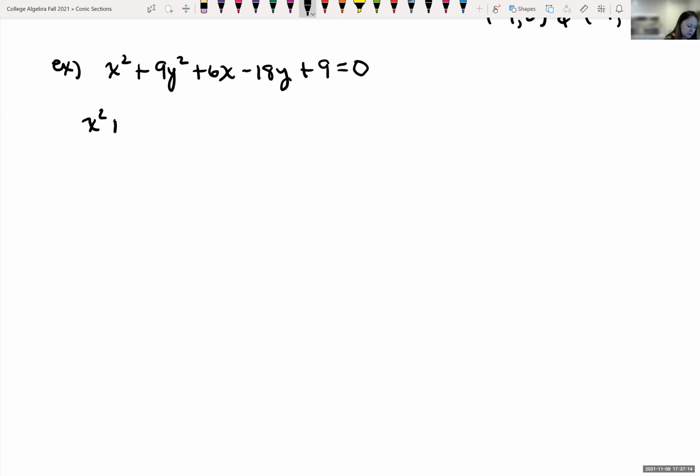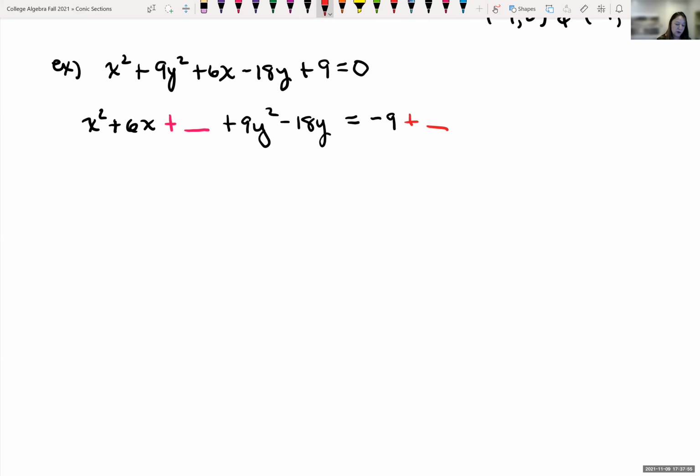So x squared plus 6x. I know I'm going to need to add something in here to make this a perfect square. So I'm just going to leave the space there. And then we have our y terms. So we have plus 9y squared minus 18y. I'm going to need to add something here, but I can't complete the square on these y terms yet because of that 9 in front of the y squared. And so let's subtract 9 on both sides, negative 9 plus whatever I add over here.